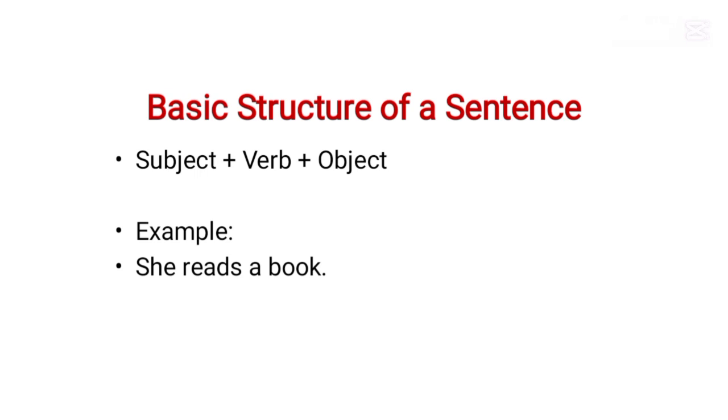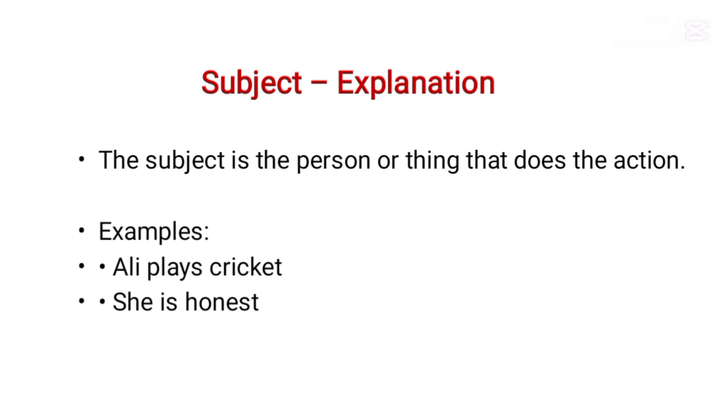The basic structure of a sentence is subject plus verb plus object. For example, she reads a book. Here she is a subject, reads is a verb and a book is an object. Now let us understand the subject. The subject is the person or a thing that performs the action. For example, Ali plays cricket. She is honest. In both sentences, Ali and she are subjects. So students, keep it in your mind. Every sentence must have a subject, either it's visible or hidden.